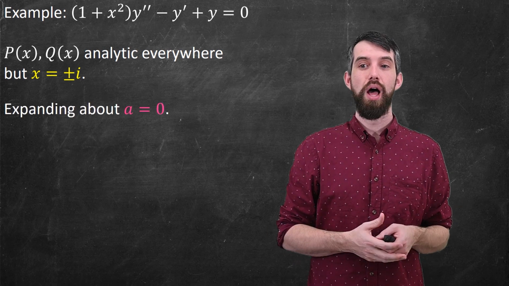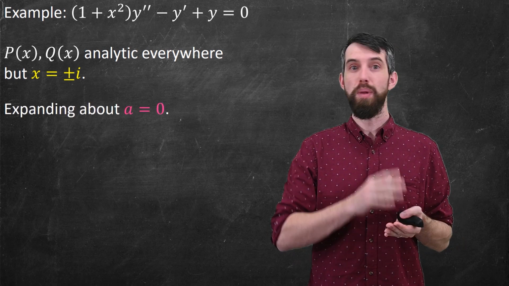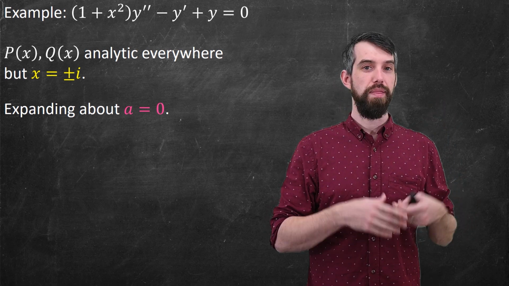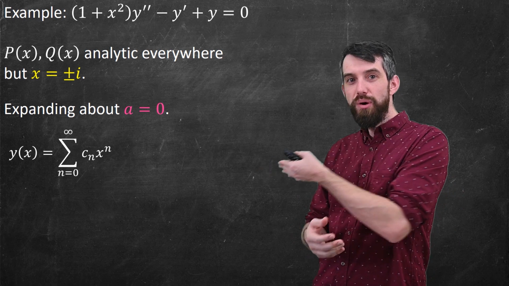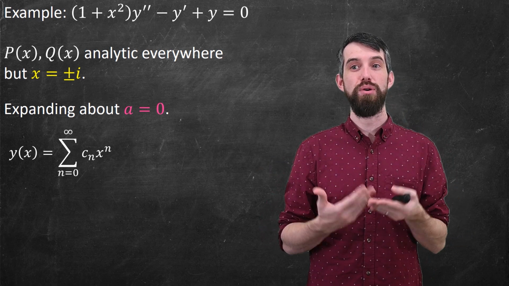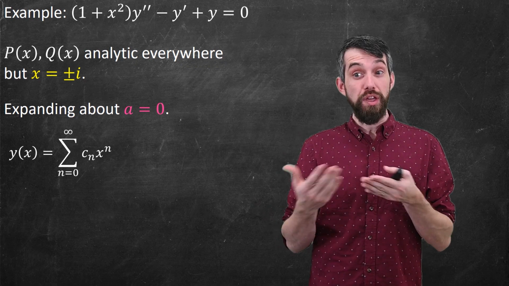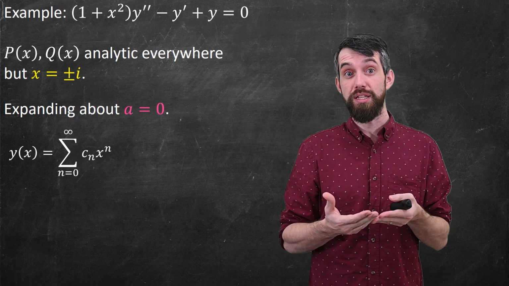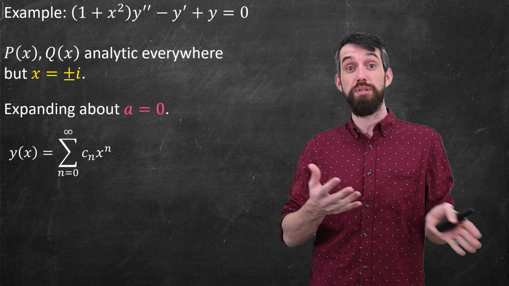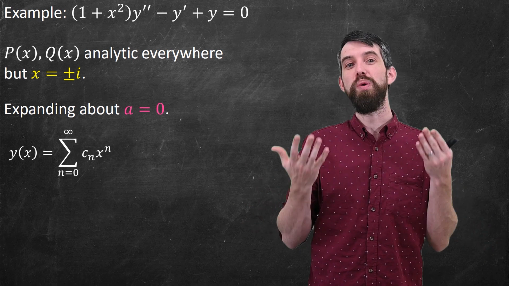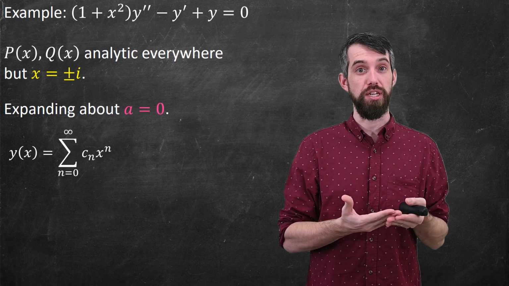Okay, so let me try to expand about a equal to 0. So I'm not looking near i or minus i, I'm looking near 0. And then I'm going to imagine that I have some power series, and the claim is that this power series solves this differential equation. Now in this video, we're not going to solve for the cn, we'll do that for several examples in the videos coming up. But right now I just want to ask, where do we know that the series solution is going to converge?